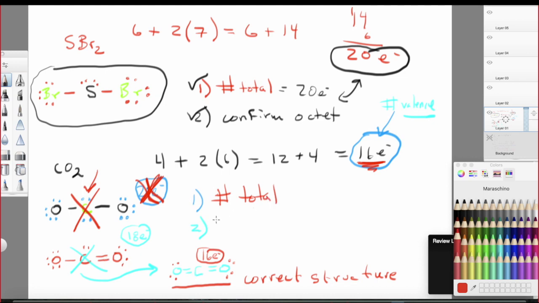And then test number 2 is to make sure that we obey octet. That we obey the octet. And if you look down here, you can see that we did. The central carbon has 2, 4, 6, 8 around it. And each oxygen is 2, 4, 6, 8. So we've met both of the tests, and therefore the structure is correct. All right, we're going to go to one more window.